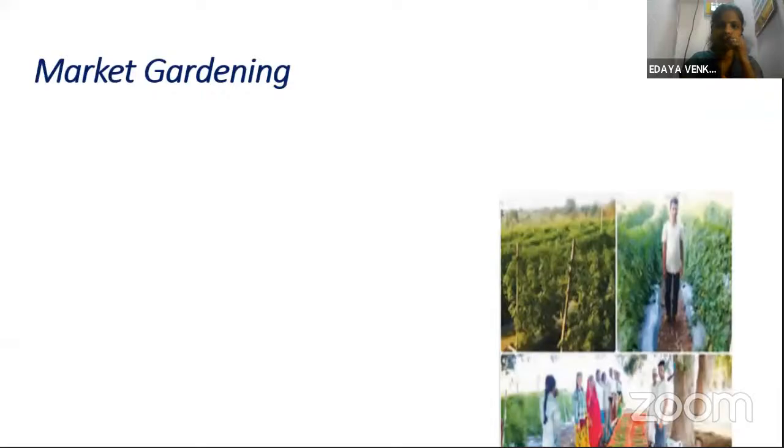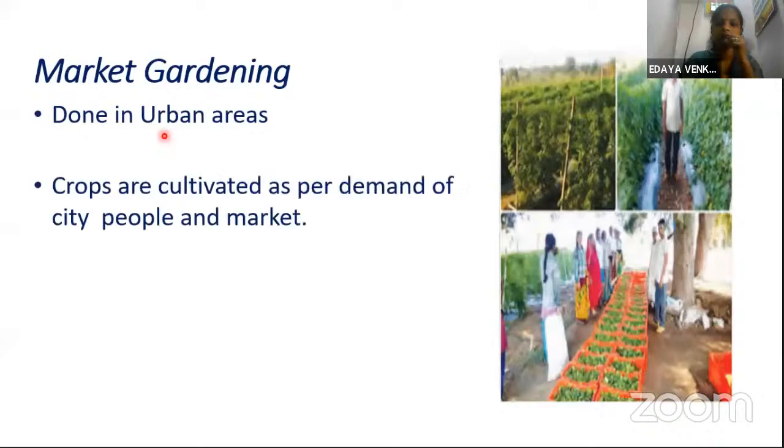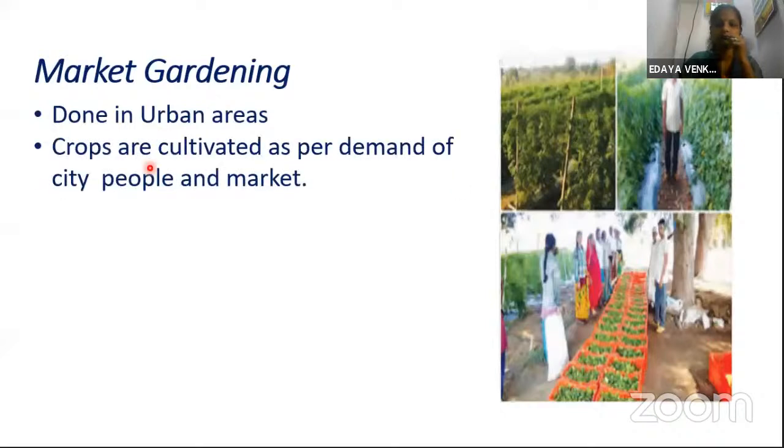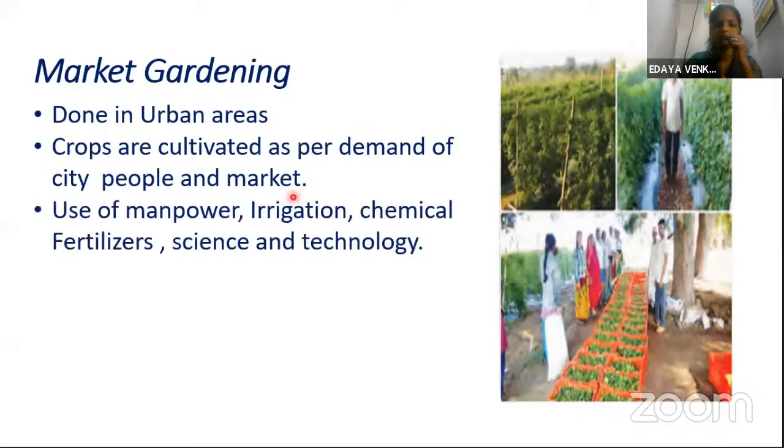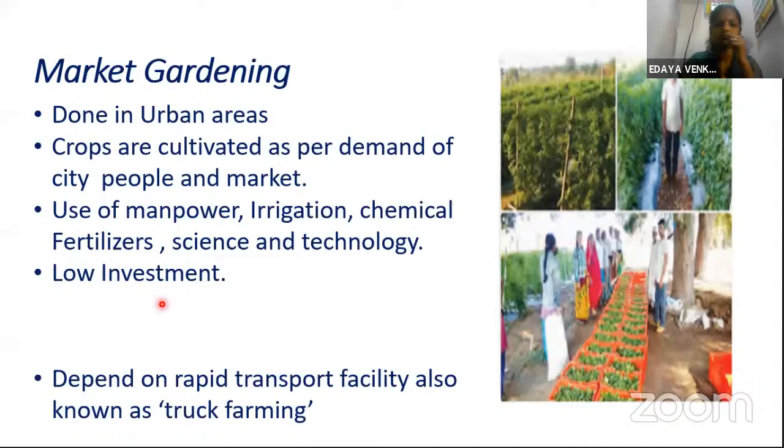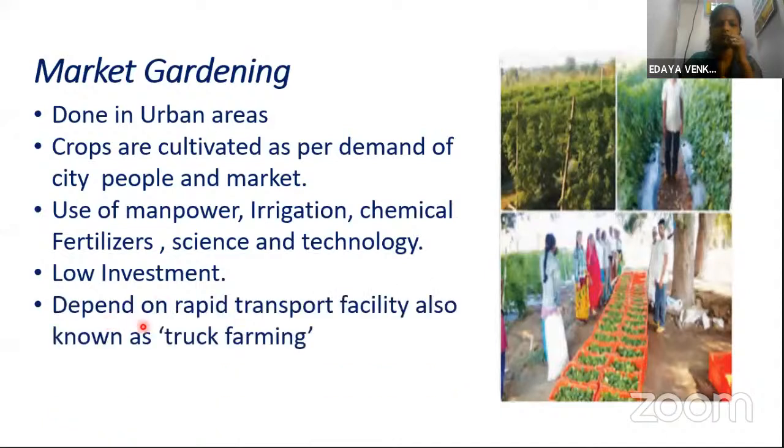The third type of commercial farming is market gardening. Market gardening is done in urban areas. Crops are cultivated as per demand of the city people and market. Use of manpower, irrigation, chemical fertilizers, science and technology are more in market gardening. Low investment is required in market gardening. It depends upon rapid transport facility.